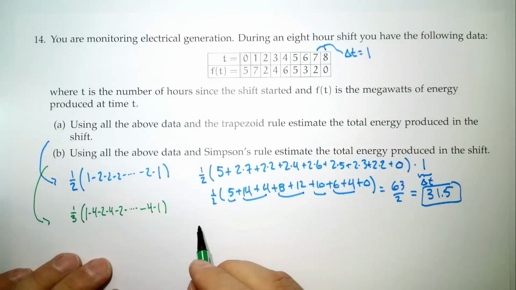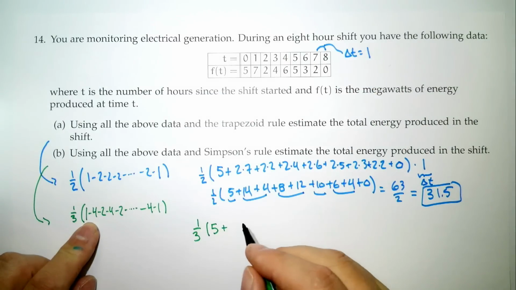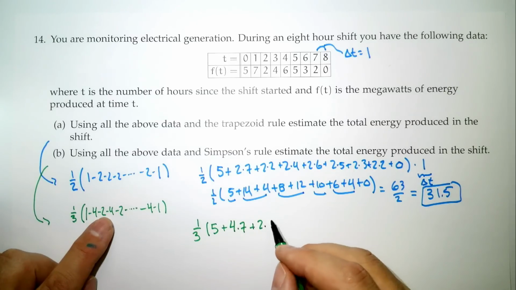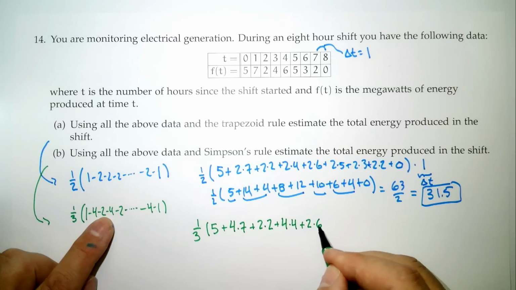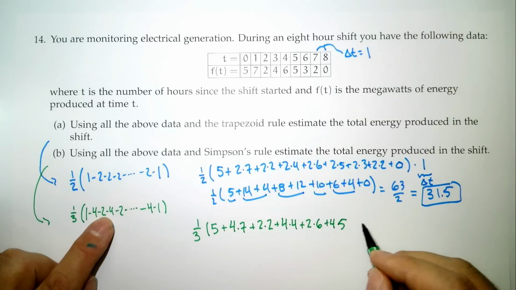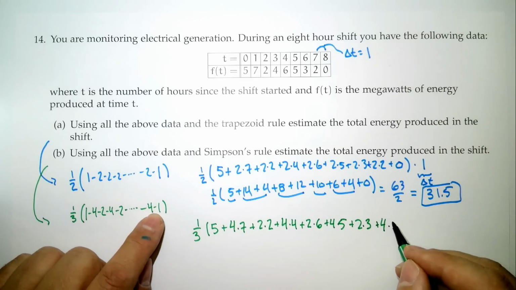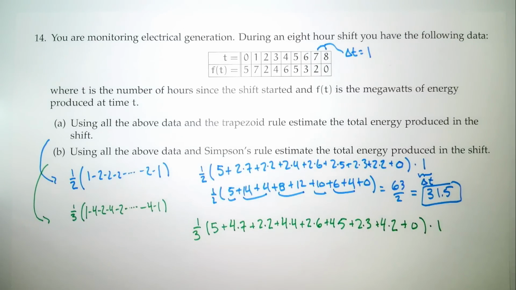So what do I mean by that? In our case, it would be 1/3. We scale the first entry by a 1, so that would be a 5, plus 4 times the next entry, which is 4 times 7, plus 2 times the next entry, which is 2, plus 4 times the next entry, which is 4, plus 2 times the next entry, which is 6, plus 4 times the next, which is 5, plus 2 times the next, which is 3, and then we're near the end, plus 4 times the next, which is 2, and then plus 1 times 0. And again, we times it by the 1, the delta t. So it's all about proper scaling. Yes?